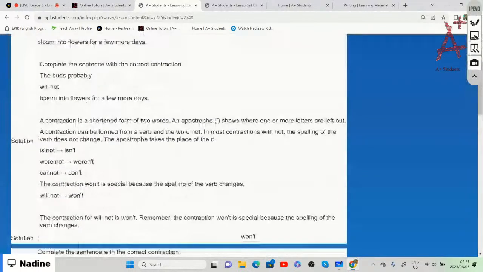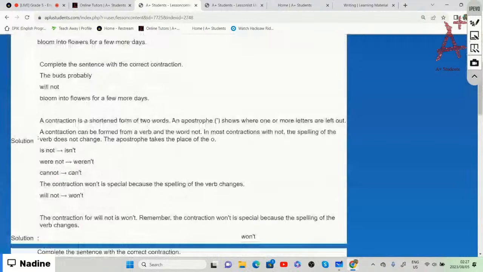All right, so basically, once again, a contraction is a shortened form of two words, right? And an apostrophe shows where one or more letters are left out, right? And a contraction can be formed from a verb and the word not. The spelling of that verb does not change, and the apostrophe takes the place of the O, right?